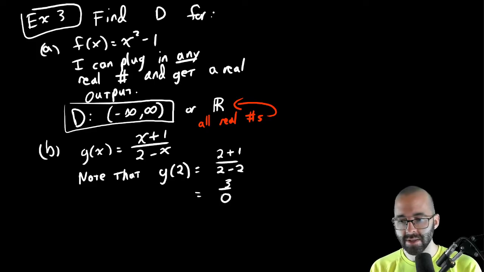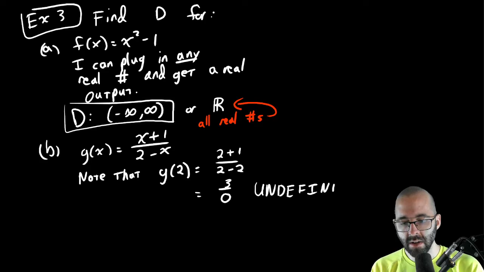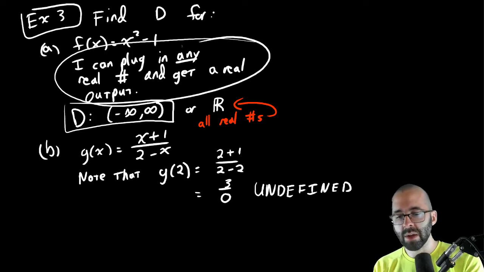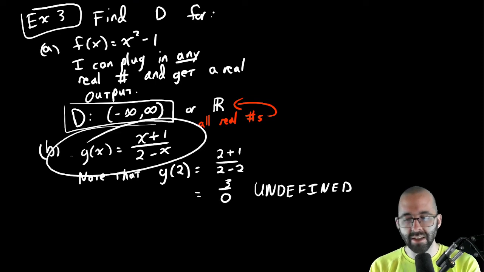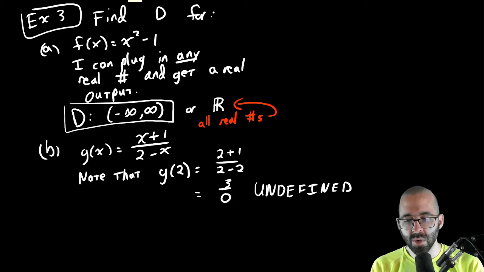Oh, that's not good, right? That's undefined. Here's a number where we plugged it in and we didn't get a real output. In the previous one, we could plug in anything and get a real answer, but in this one, we can't plug in anything. I gave you an example. So what are the things that we can't plug in?